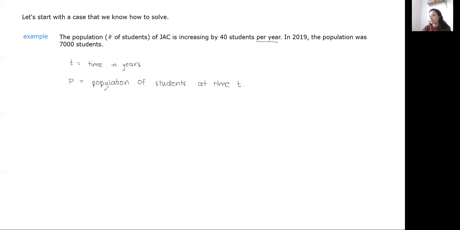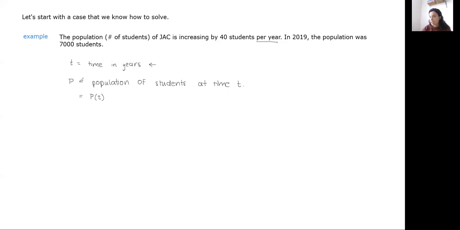So that means that P is a variable, which is the population of students at time t, but because it's given by t, this is the dependent variable, and so it can also be expressed as a function of t. This one over here is what we call the independent variable, because time just happens on its own, and then P is called the dependent variable because it depends on the time that you're looking at. All right.